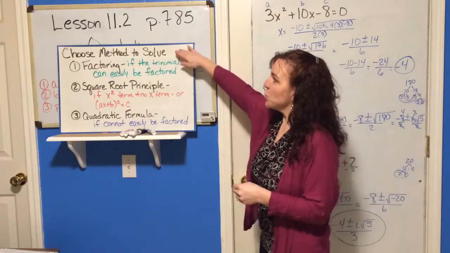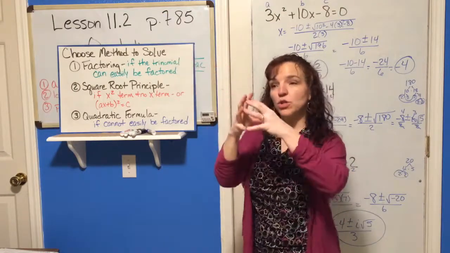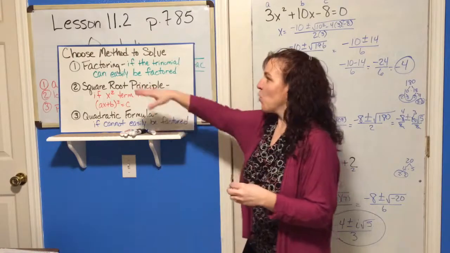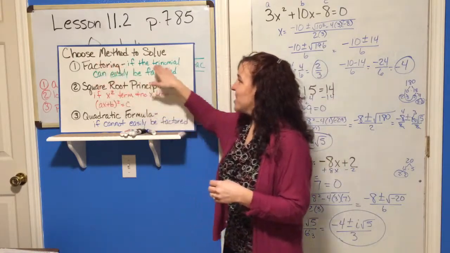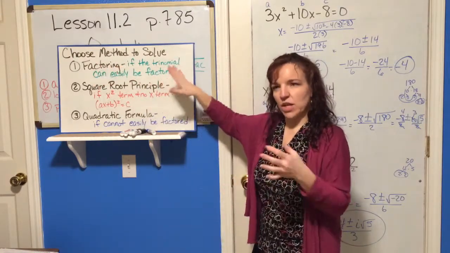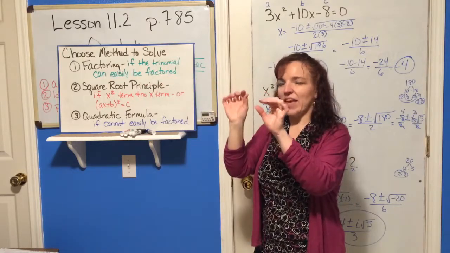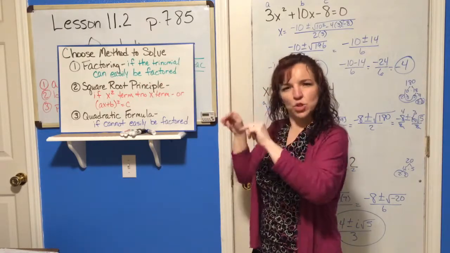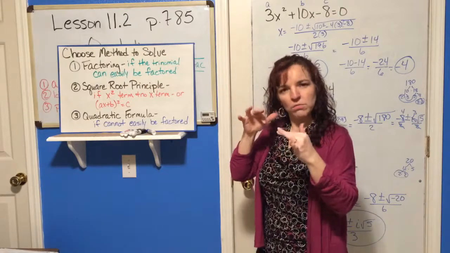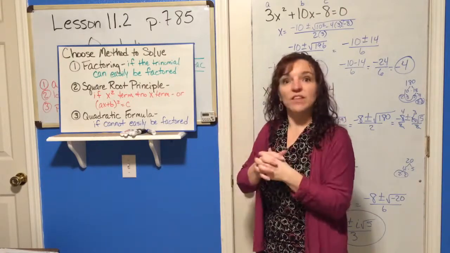So if you want to choose the best method to solve, you're going to look at your problem and decide, well, can this trinomial easily be factored? Can you set it equal to 0, and then can you factor it out? That's using the 2 parentheses and doing backwards FOIL. If it can, then you solve it that way.